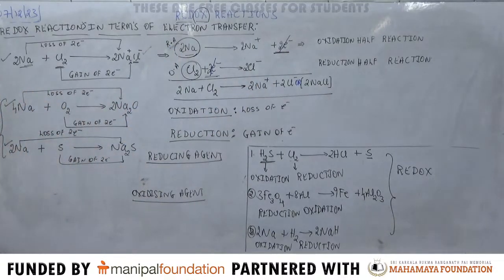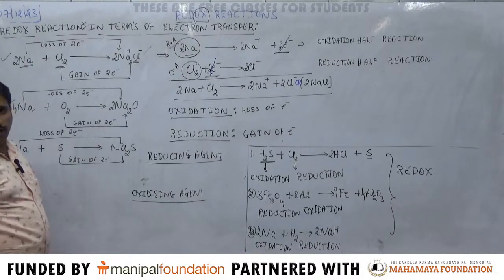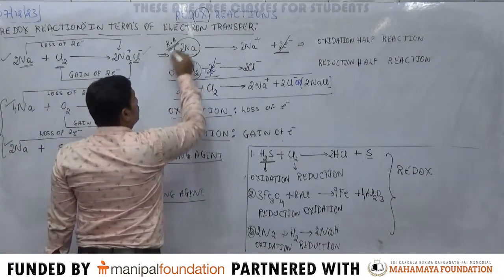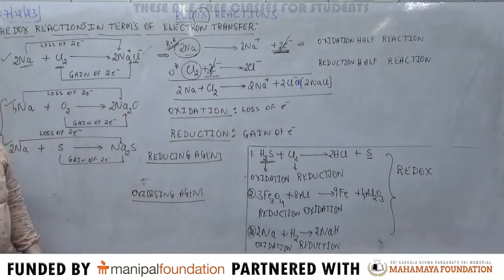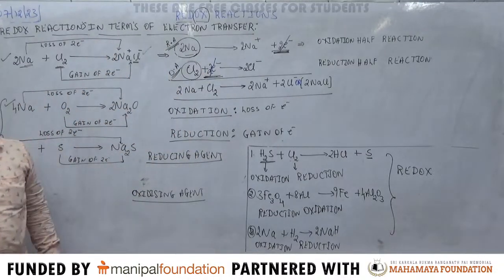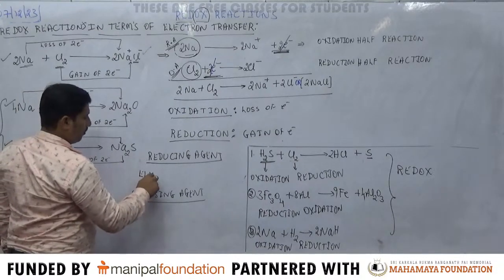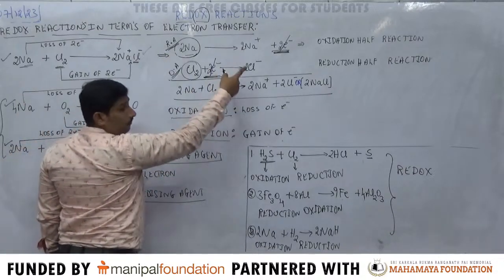Now write the definition of the reducing agent. Now tell me, before writing the definition, whether I can say in terms of electrons: reducing agent, electron donor. Correct, no? However, oxidizing agent, electron acceptors. Is that clear? So you write reducing agent, electron donor.